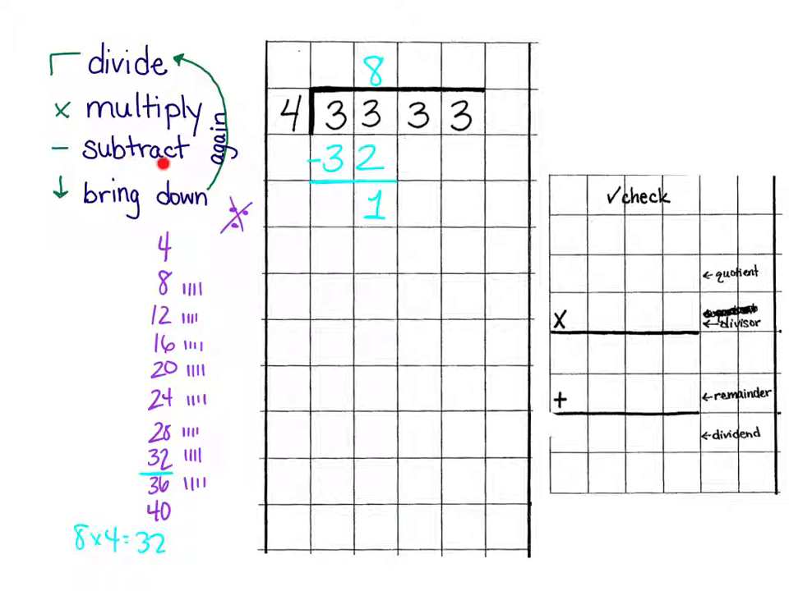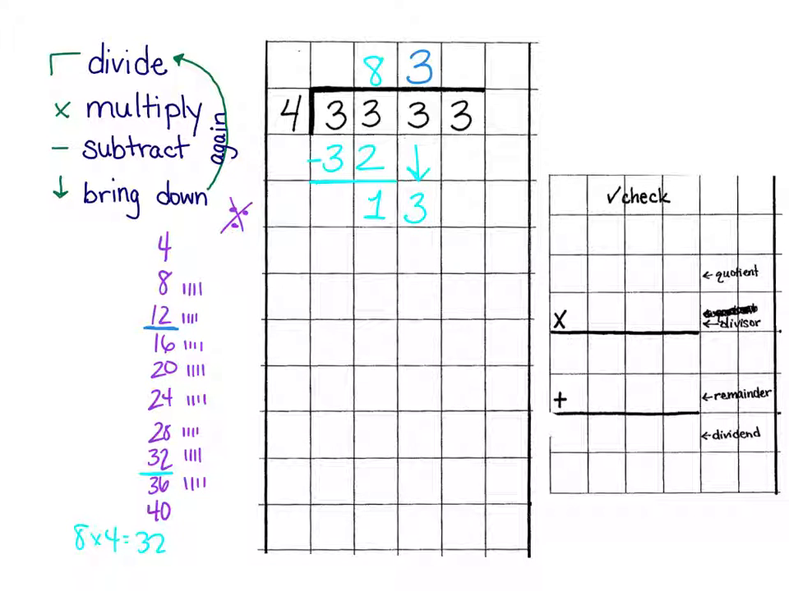After we subtract, we need to bring down. Bring down the 3. Now we have 13. 13 divided by 4 is, let's look, 13 would be right about here. So that would be 1, 2, 3 groups of 4. So we write 3 up here.